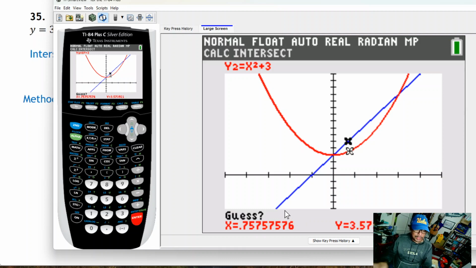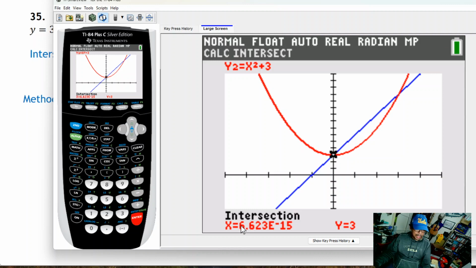Now the third question, it just says guess. It's asking you to guess, not because it's playing a game with you, but because these curves possibly intersect in multiple places. And I should say they can, and they do intersect in multiple places. So the calculator is going to find the point of intersection that is closest to your guess. Once your cursor is on top of or reasonably close to the point of intersection, you can push enter, and it's going to give you a number.